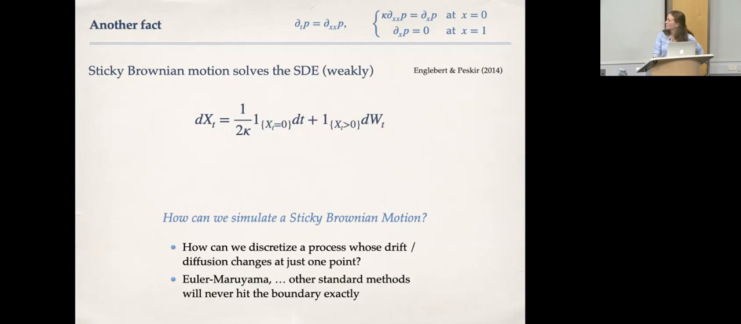No standard methods will be able to discretize this equation, because almost all methods to discretize SDEs work by choosing a time step and then working out a spatial step, which is random. Since it's random and continuous, it's never going to hit that one point where there's a force. So how can we deal with this?